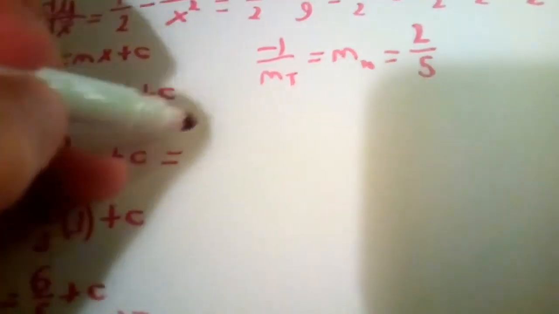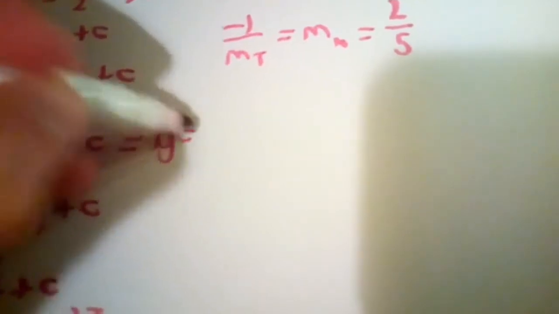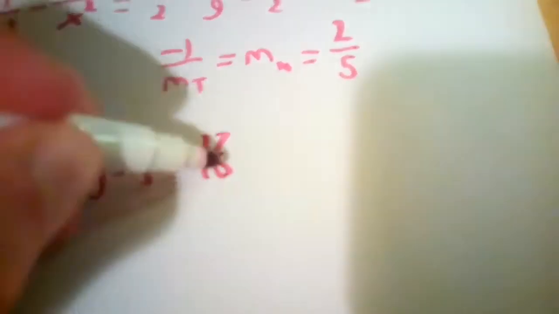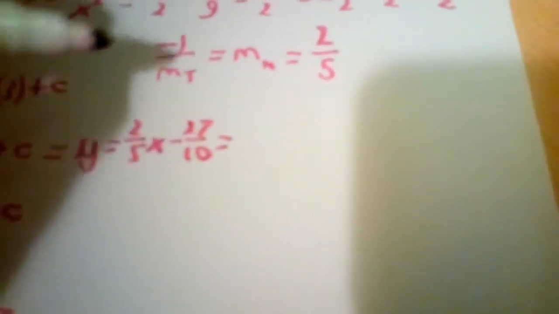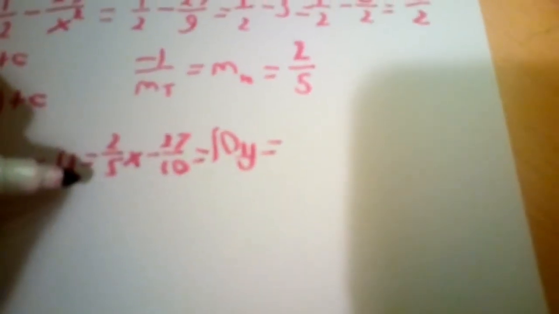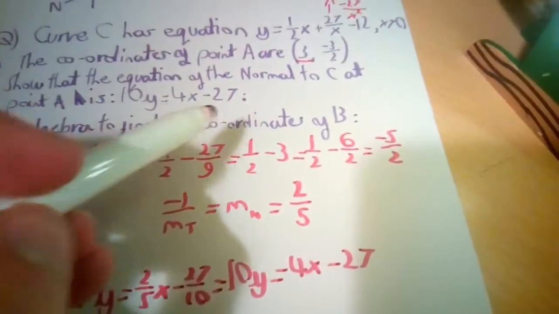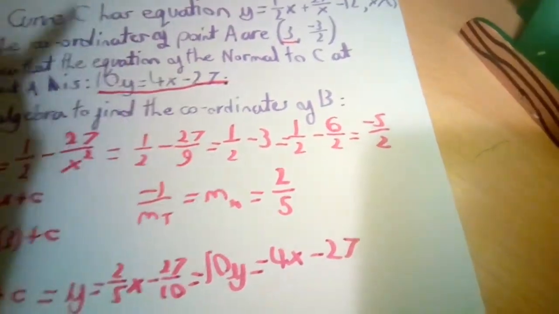So the equation of the normal is y is equal to 2 over 5x minus 27 over 10. Another way to write that, if we scale everything by 10, we get 10y is equal to 2 over 5 times 10, which is 4, so 4x minus 27, which is exactly what we had to show in part A. So now part B.